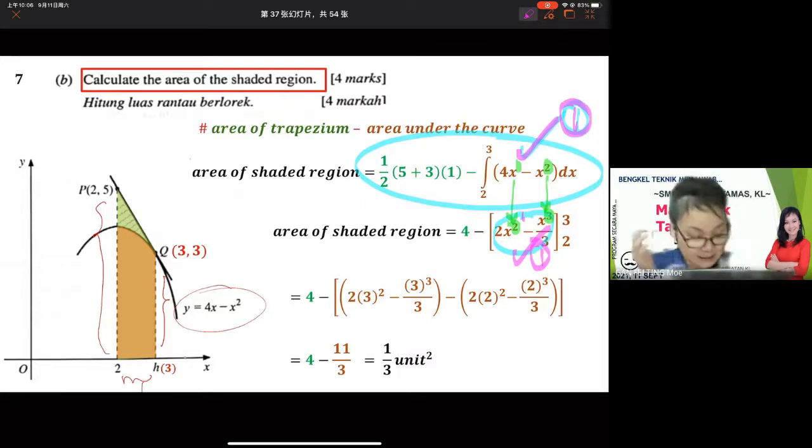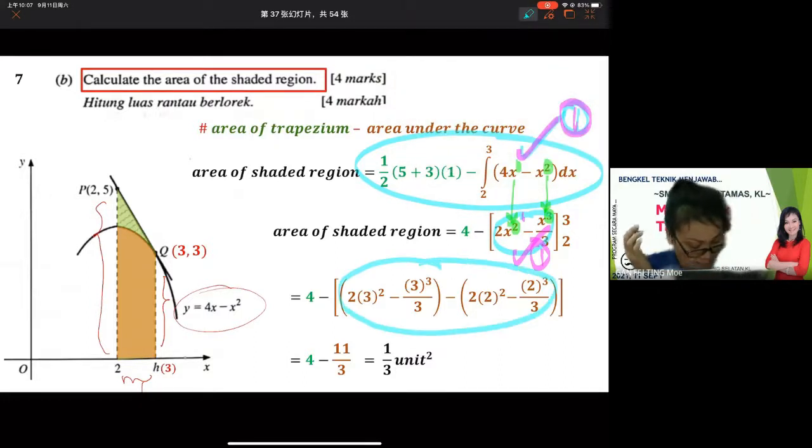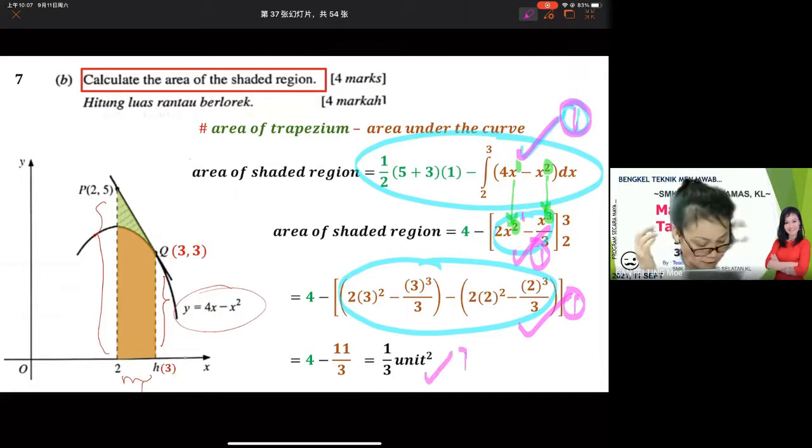The third mark is that you sub the upper limit minus the lower limit. That will be your third mark. Finally, your answer will be your fourth mark. This is very generous. Okay, please key in your attendance, Cikgu Huda says. At the same time as you listen to me, you key in your attendance. So these are very generous marks that can be given to you.